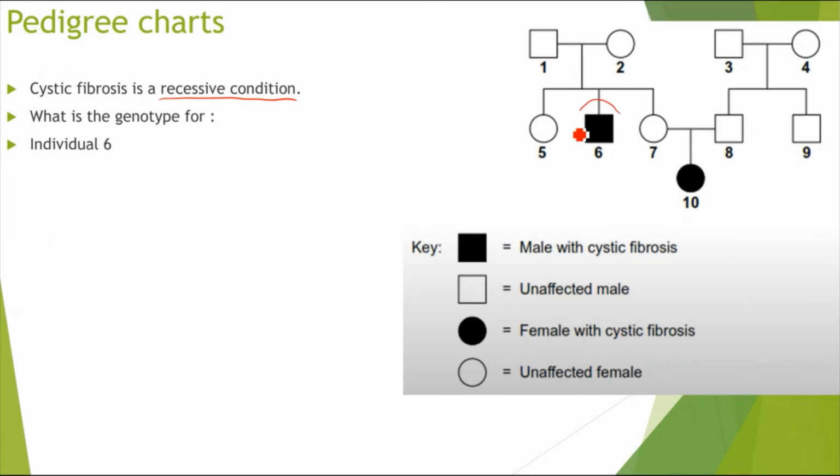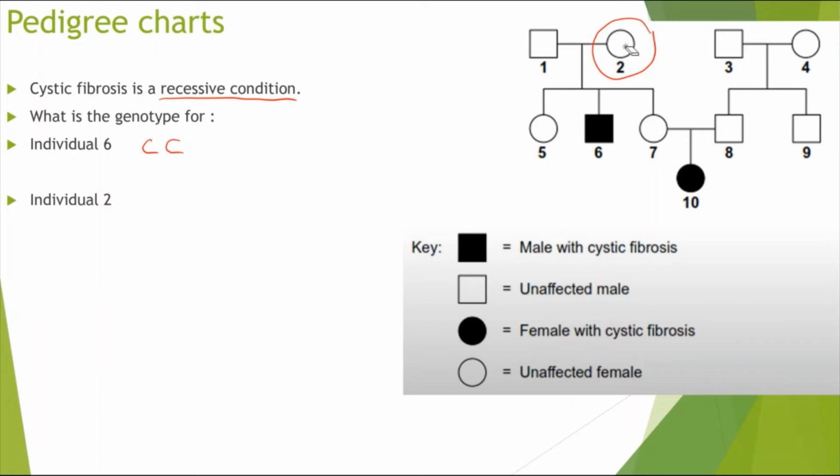So looking at individual 6, I can see that individual 6 is affected. Now because cystic fibrosis is a recessive condition, individual 6 must have two recessive alleles, so I can say lowercase c, lowercase c for this. Now looking at individual 2, I can see that individual 2 is not affected.